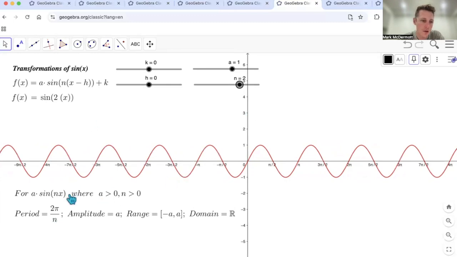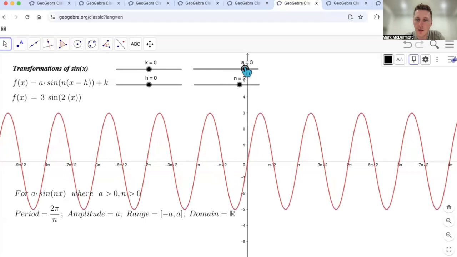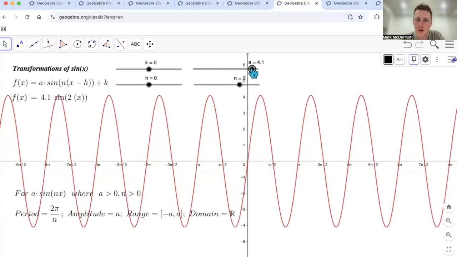The amplitude is equal to the coefficient of the entire function, so in this case, A. So remember A, it's like turning the volume up. It's called the amplitude. If A is 3 or 4, let's say 4, the maximum it will reach is 4, and the minimum it will go to is -4.